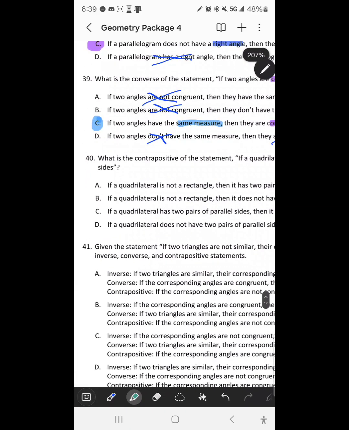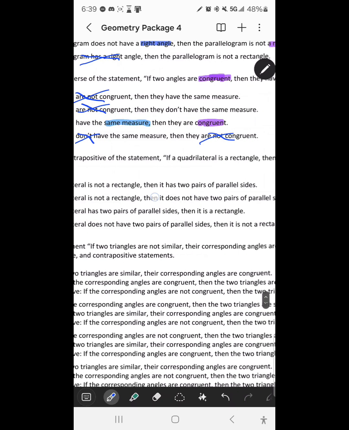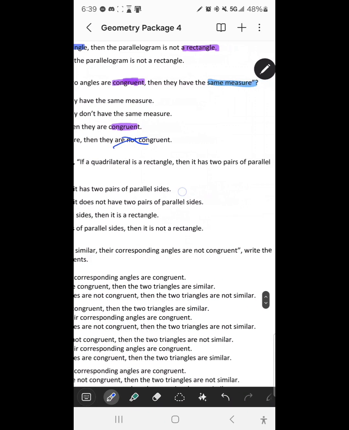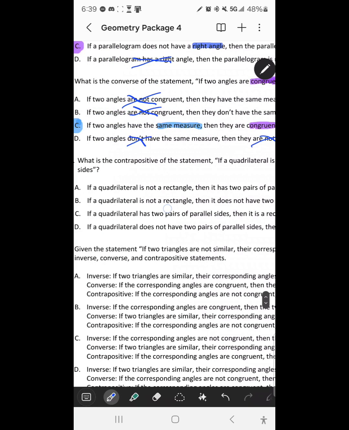Now let's see 40. What is the contrapositive? Remember, contrapositive is both inverse and converse. So the end goes at the beginning, it's going to be flipped, and it's also going to be a denying of what it's saying here. So if a quadrilateral is a rectangle, then it has two pairs of parallel sides.